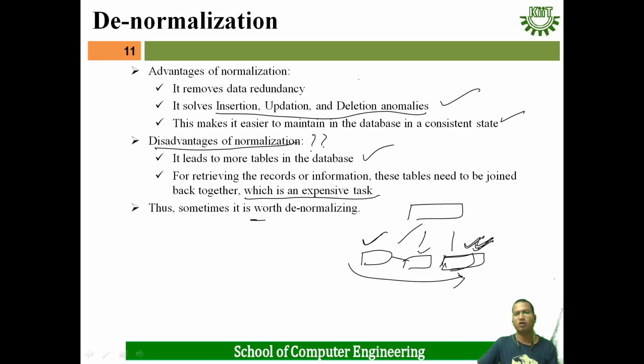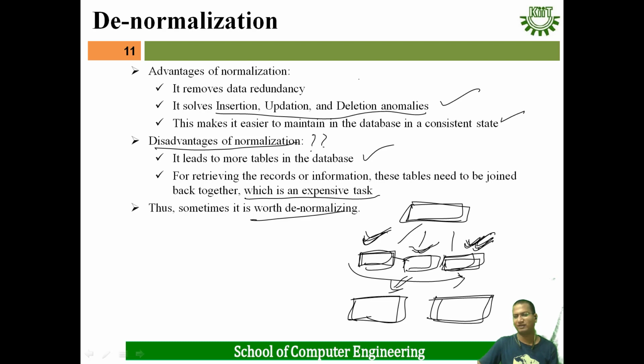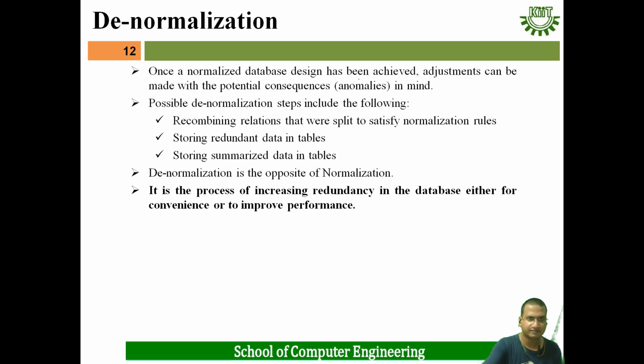Thus sometimes it is worth denormalizing. To reduce the redundancy we have decomposed the original relation into multiple relations. But when we have decomposed the original relation into multiple relations, to retrieve some information it will be a costly affair. For that purpose, denormalizing happens. That means some of the tables are again combined to form fewer relations, fewer tables. That is known as the denormalizing process.